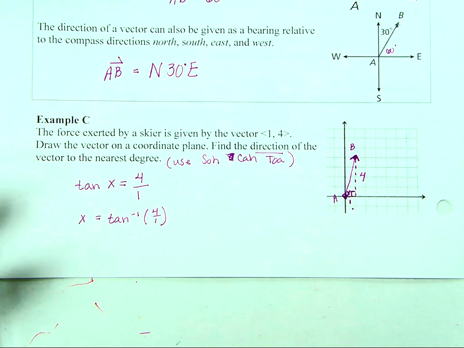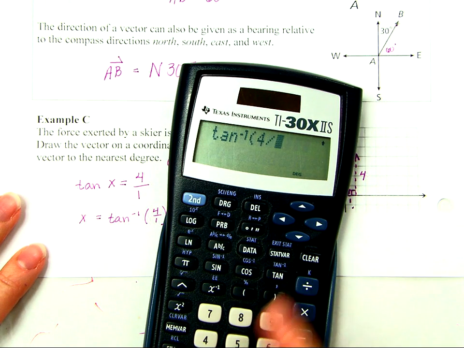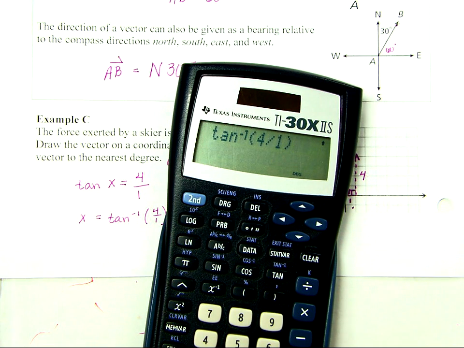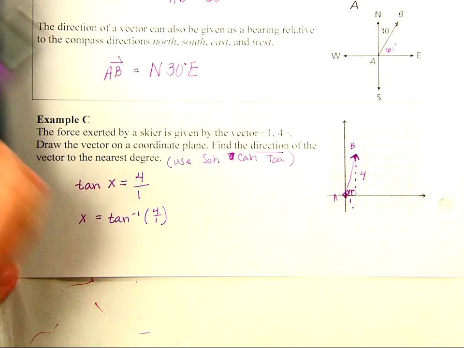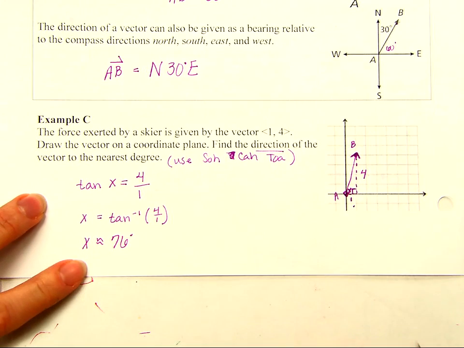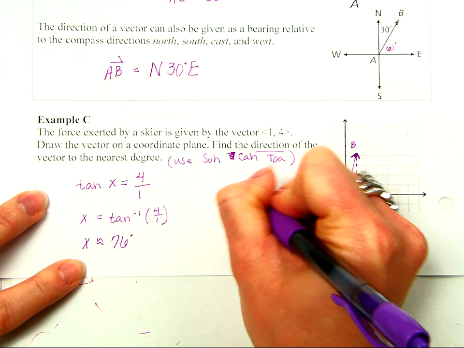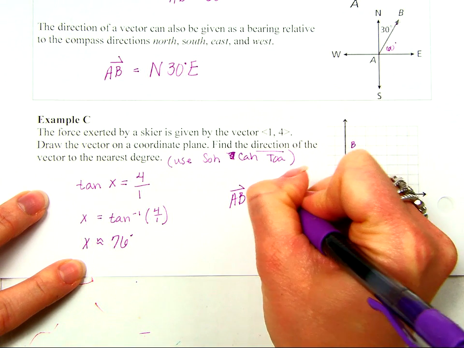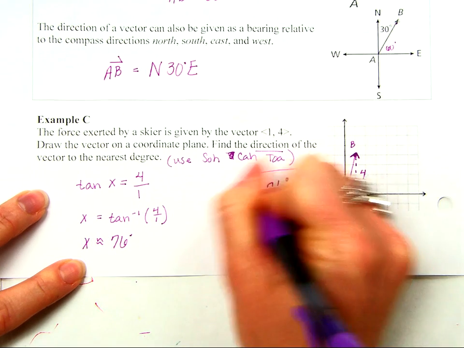And all we have to do is calculate. So I'm going to take my calculator and take the inverse tangent of 4 divided by 1, which is 4. Now they asked me to round to the nearest degree. It looks like that's going to be about 76 degrees. So here x is about 76 degrees. I could write the direction of my vector AB as about 76 degrees. That would be from the positive x-axis.